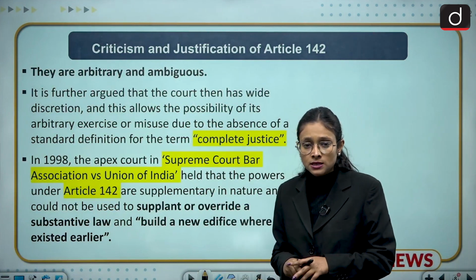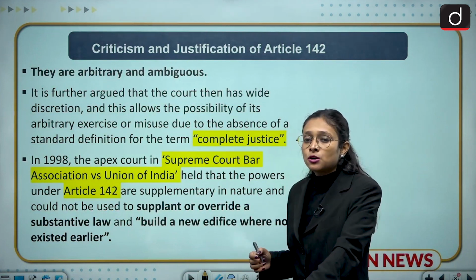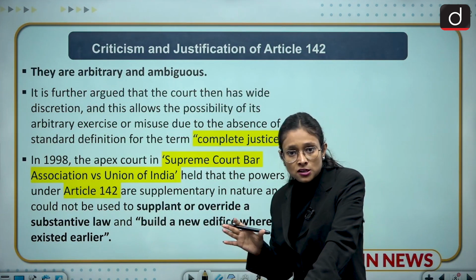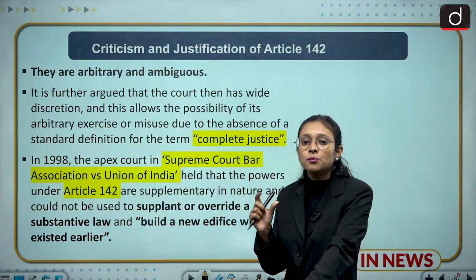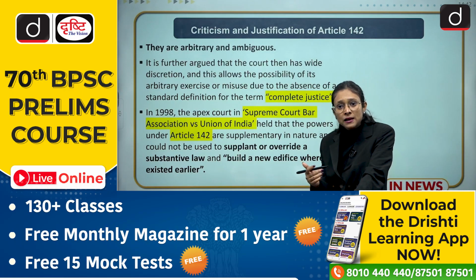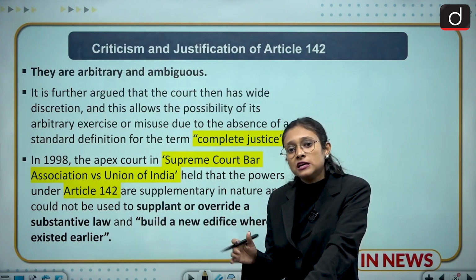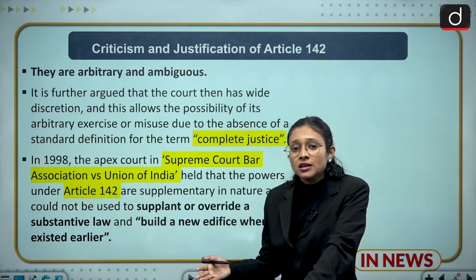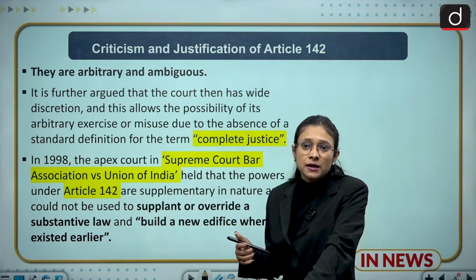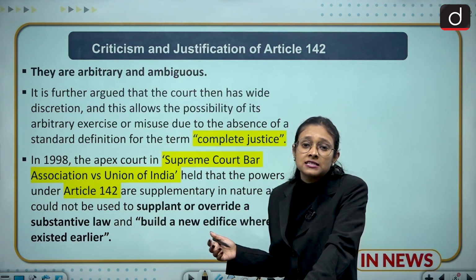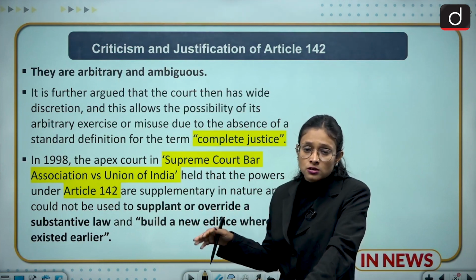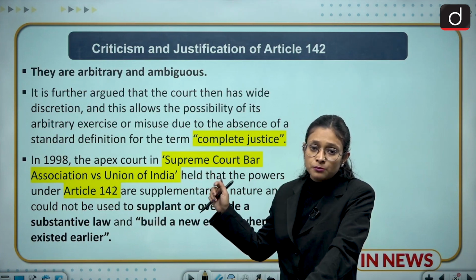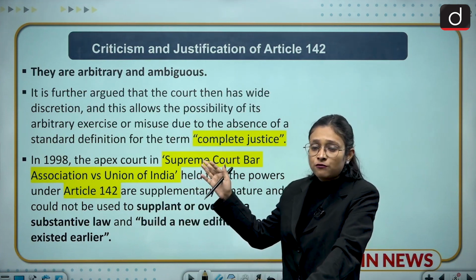So the first criticism is arbitrariness and ambiguity, because there is a word inscribed in the Indian Constitution which is complete justice, and sometimes the definition of the term complete justice is very vague, and people have also alleged that the definition is not clearly mentioned, so that is why it creates ambiguity and arbitrariness in the judiciary, and that's why sometimes it may happen that the judiciary exercises extrajudicial power which is not needed, and sometimes they also interfere in the legislative work. So this is the argument given and this is the criticism we have for Article 142 of the Indian Constitution.